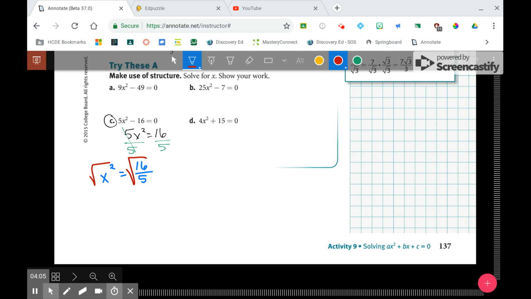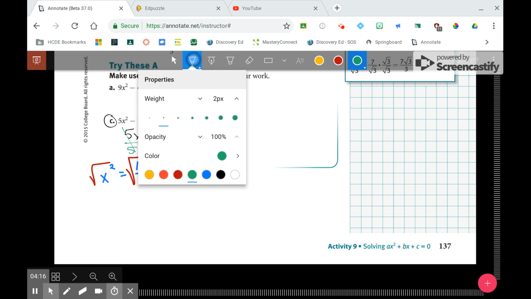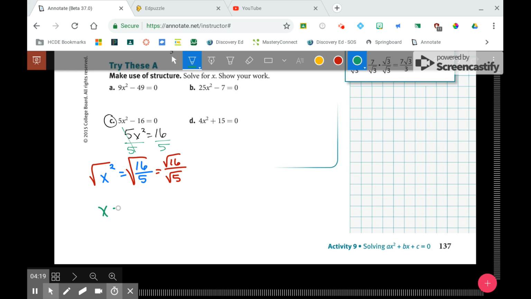So notice we're taking the square root of both the top and the bottom. Another way I could write this would be square root of 16 divided by square root of 5. If you want to separate those square roots, that's fine. So now we have x equals, well, square root of 16, that's 4. Square root of 5 is not a perfect square, so we're going to leave that as square root of 5. Don't forget, we should have a plus and a minus out in front, because this represents two values, a 4 over square root 5 and a negative 4 divided by square root of 5. Those are your two answers.